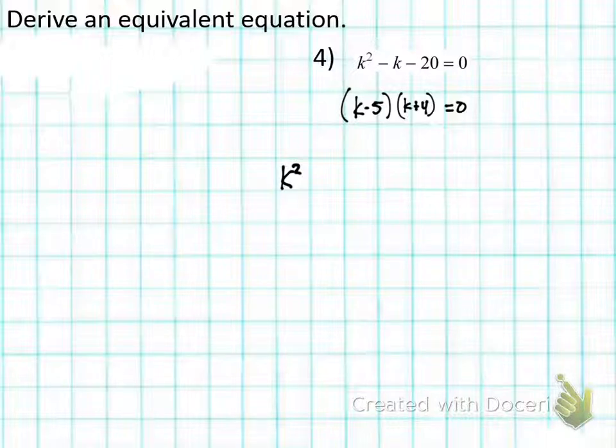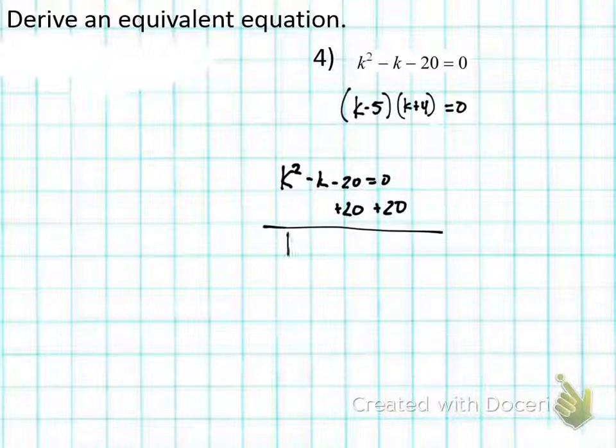K squared minus K minus 20 is equal to 0. So you want to add 20 first. So you're going to add 20. Then you're going to have K squared minus K is equal to 20. And then we take half of the middle term. What's half of... Oh, that's why it was a little bit more difficult. I see. Just put a 1 there.